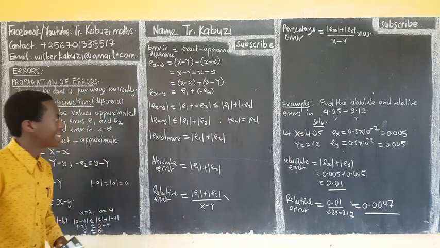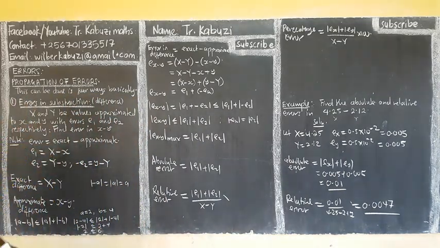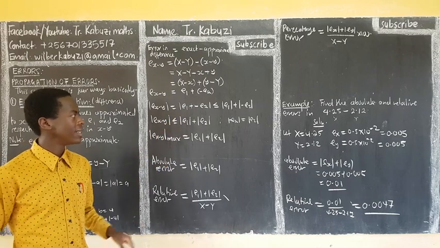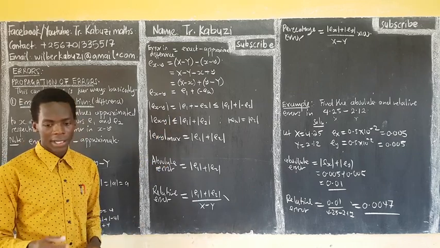Next lesson we are going to see errors in multiplication, or errors in a product. So that's it, members. As long as you know how to interpret this, the rest are very obvious. See you in the next lesson.